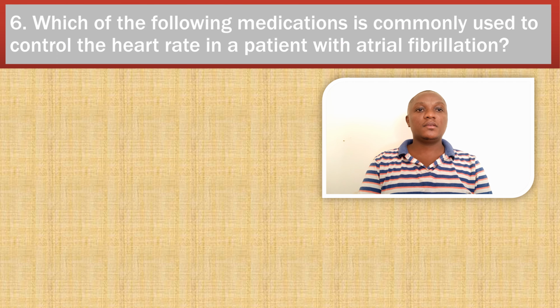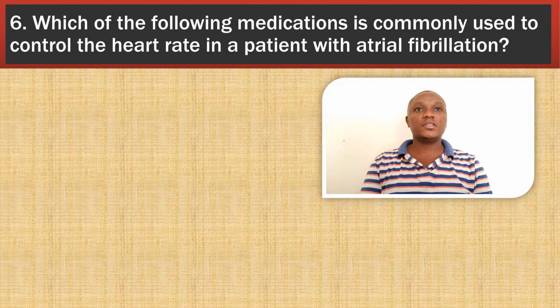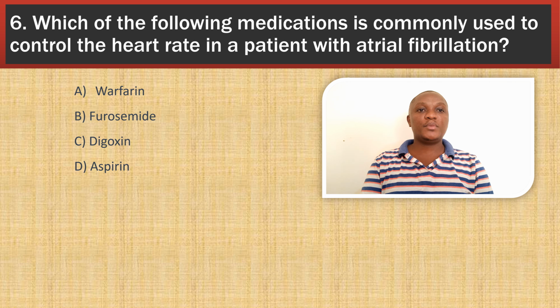Question 6. Which of the following medications is commonly used to control the heart rate in a patient with atrial fibrillation? A. Warfarin. B. Furosemide. C. Digoxin. D. Aspirin. Pick your answer.